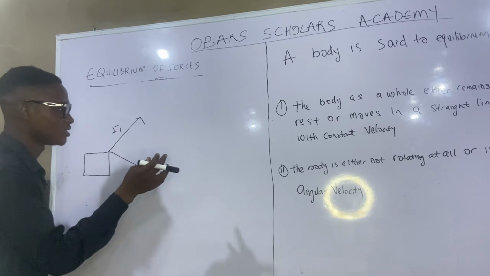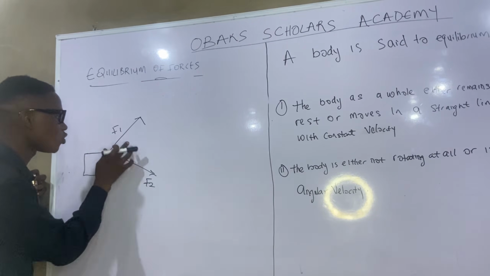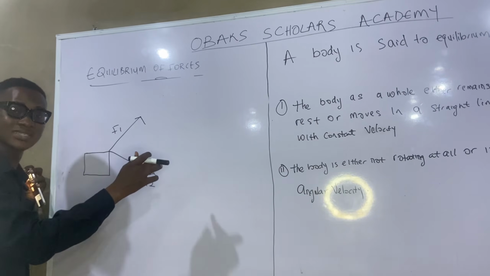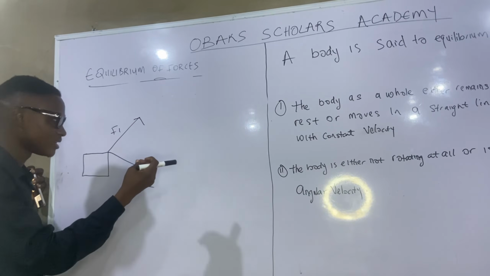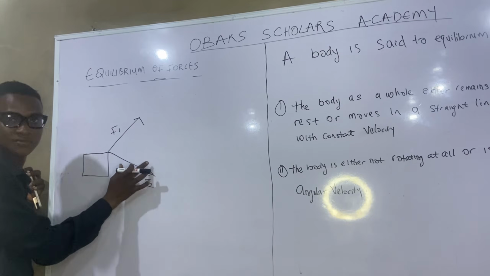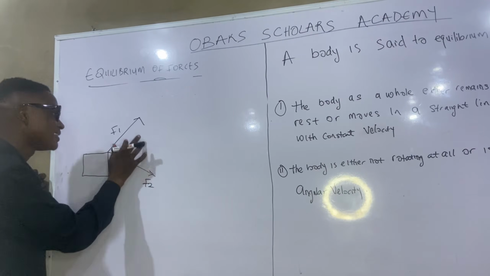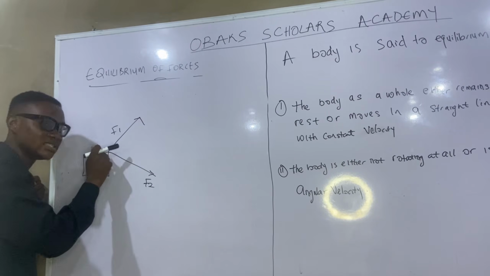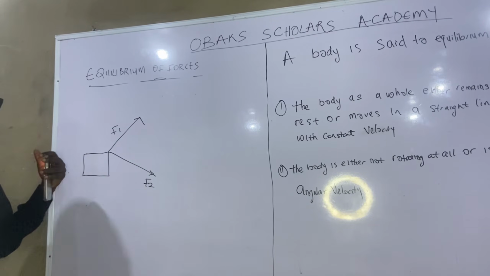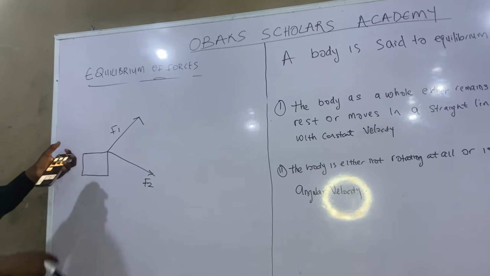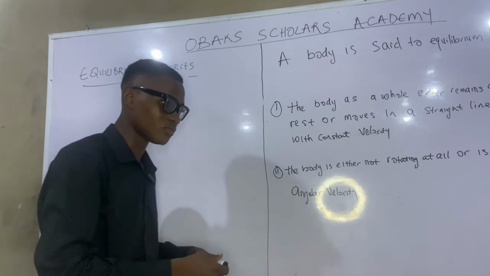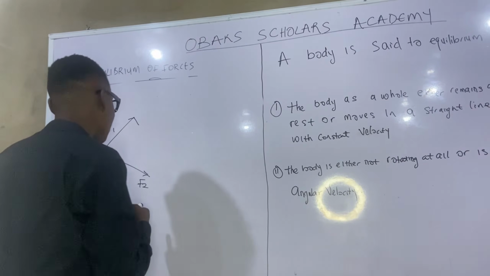So, let me put it like this. If we want to get the resultant of F1 and F2, the resultant is that single force that has the same effect in magnitude and in direction as these two forces acting together on this object. That's what we call the resultant. Do you understand? So let me write that down in literal terms.